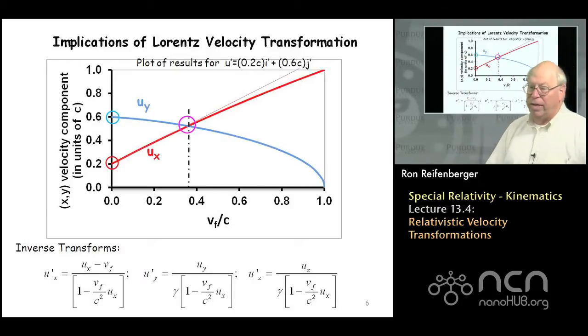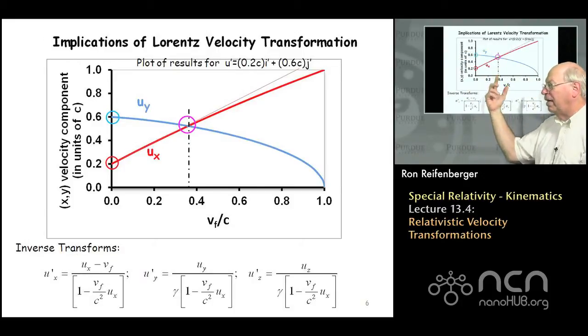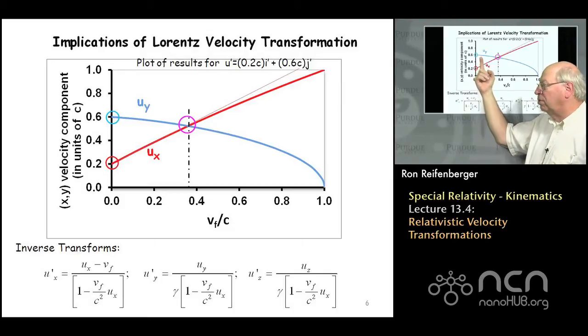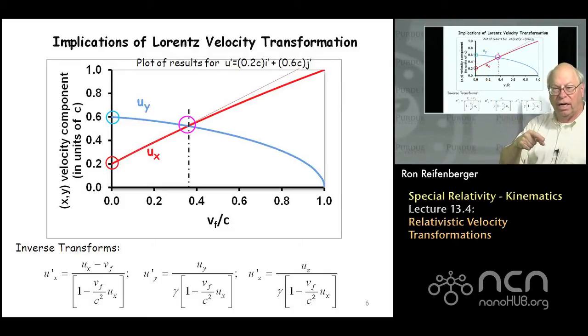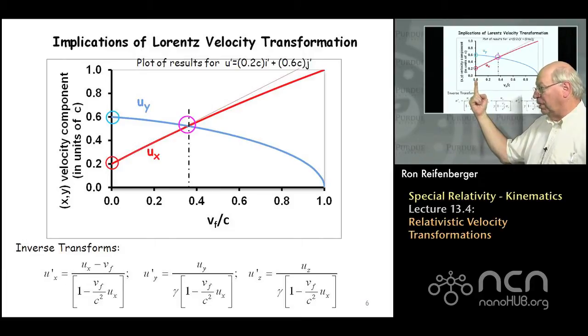The result of that calculation I just plot on this graph. I plot the components u sub x and u sub y that the observer in the unprimed reference frame would measure. When v sub f over c is equal to 0, he measures exactly what the observer does in the primed reference frame.